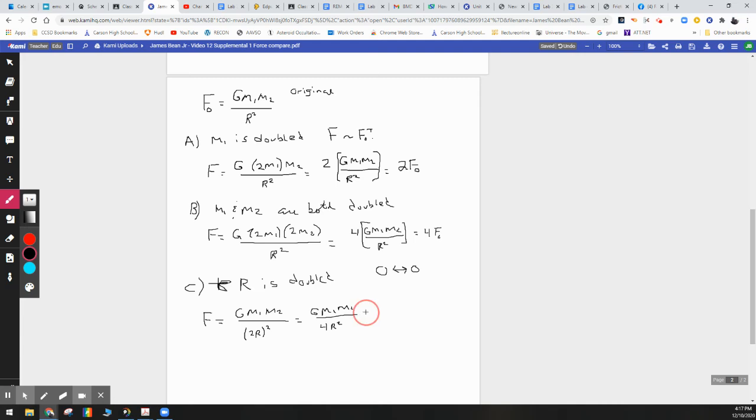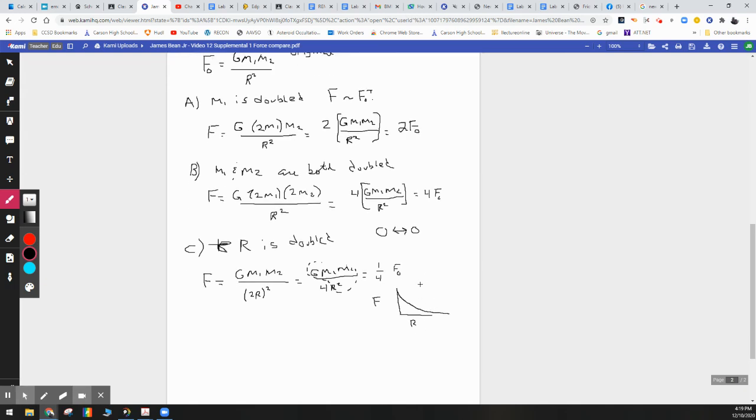Okay, so now if I do some rearranging, there's 1/4, and this part right here is going to be my F0. So by doubling the distance, I get 1/4 the force of the original force. Now, what does that mean? That's kind of like what's called an inverse square relationship. So if I was to plot F against r, it should be something kind of like this. It's called inverse square law.